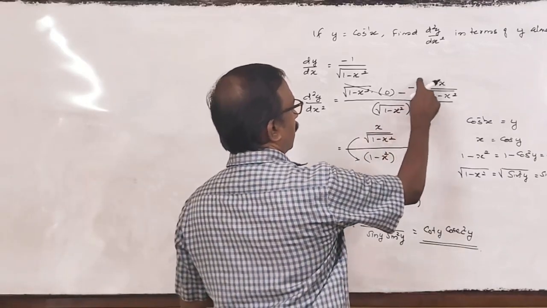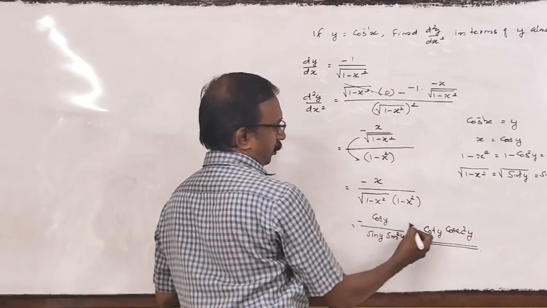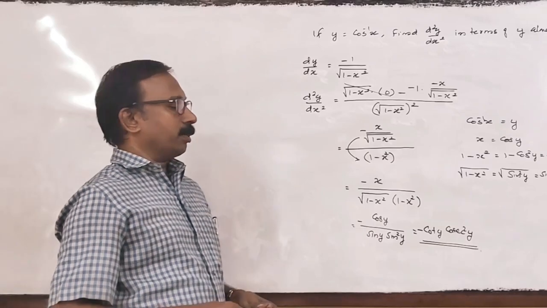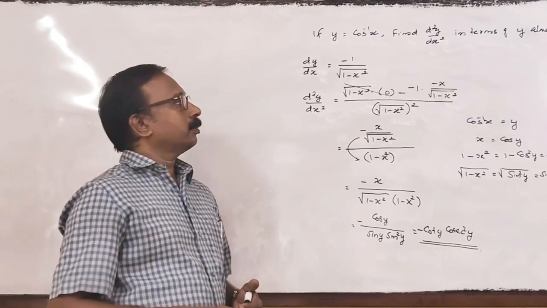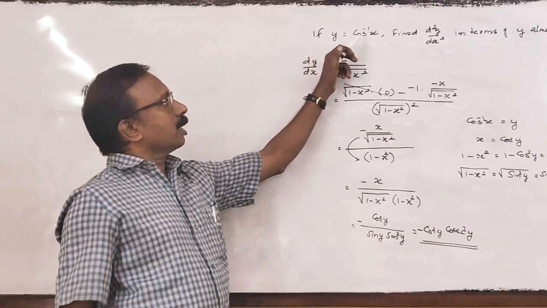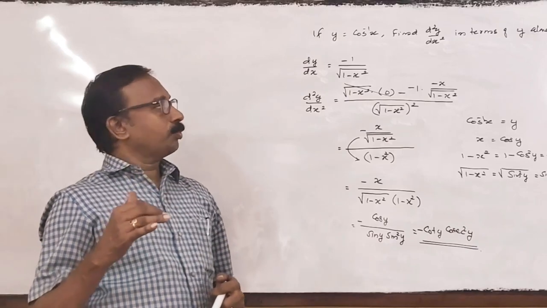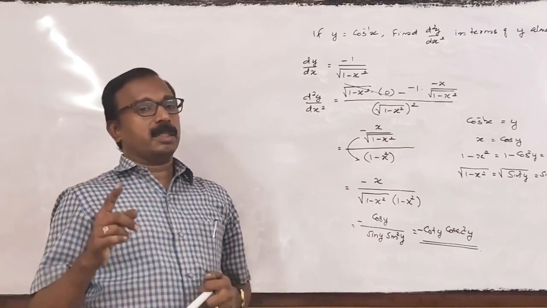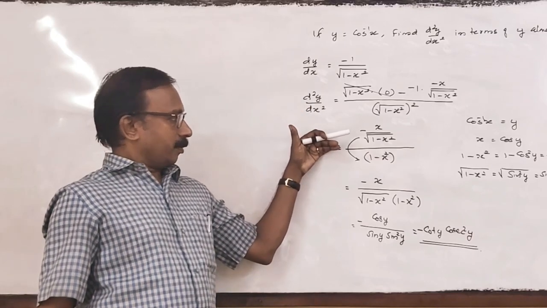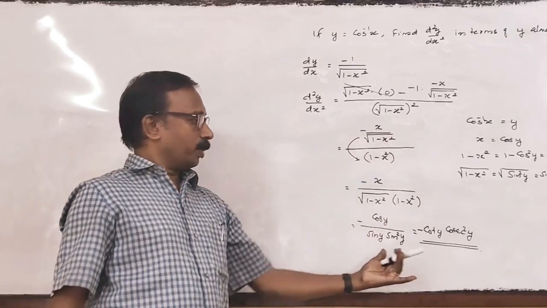The answer is minus cos y into cosec square y, that is minus cos y by sin cube y. Since the function is equal to cos inverse x and we have to find the second derivative in terms of y, we find dy by dx and d square y by dx square and substitute all the values of x in terms of y.